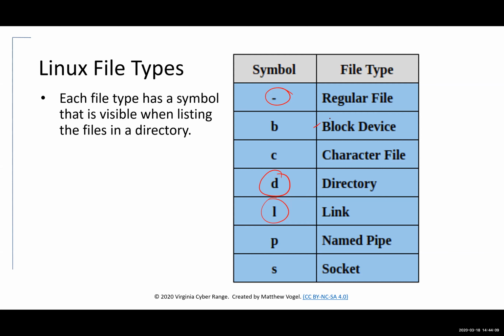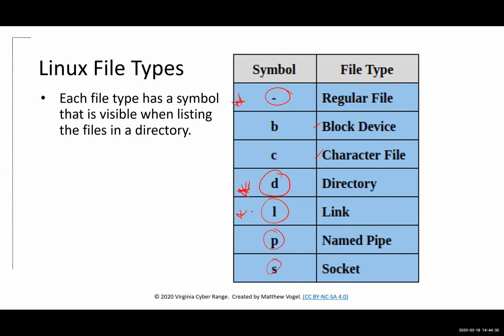The block device you're not going to see very often. The character file you won't see very often. Sometimes you'll see this named pipe. Sometimes you'll see a socket. Mostly what you're going to see when you do a directory listing is a regular file and a directory, and then maybe a little bit less often than those, you'll see a link. The rest of these you'll see only under very specific circumstances.